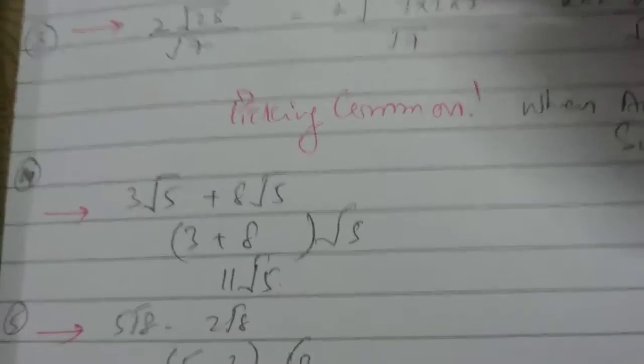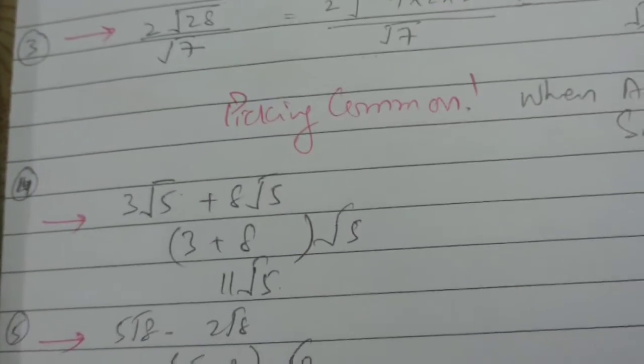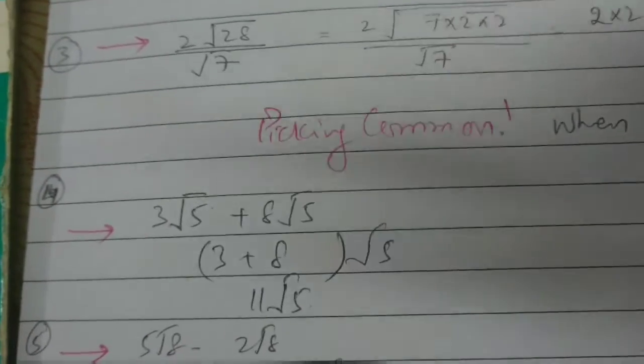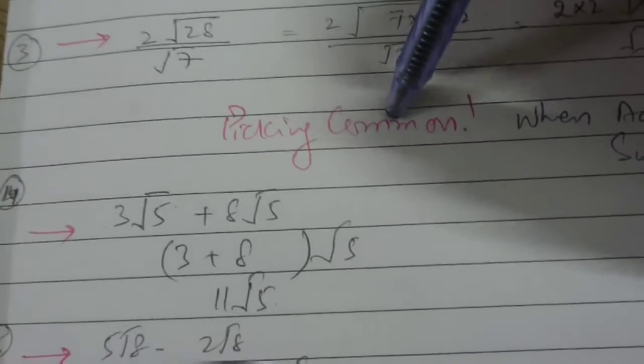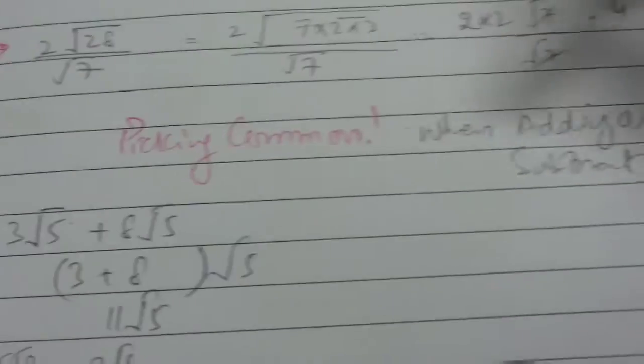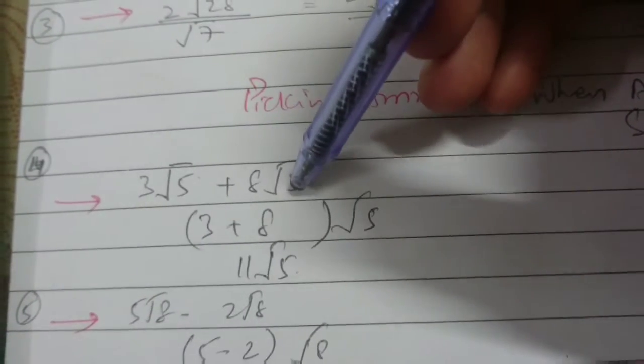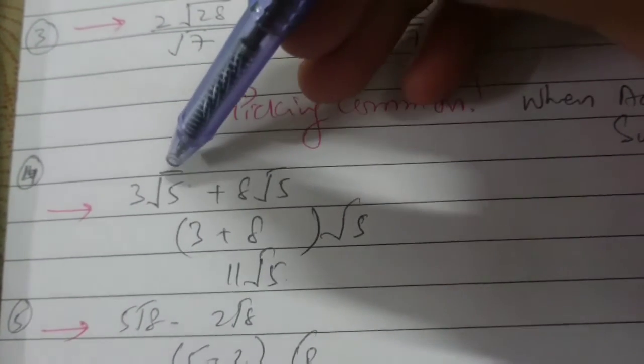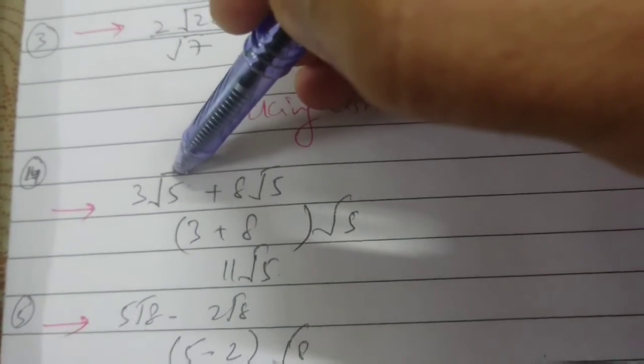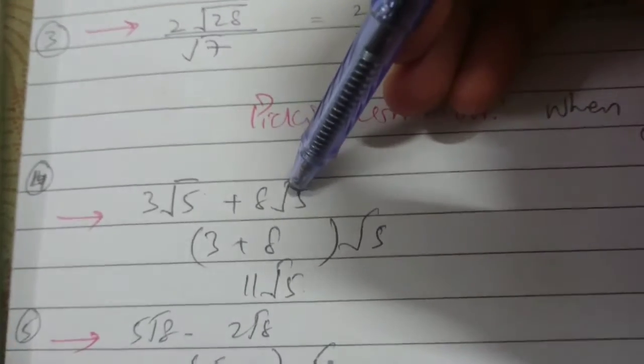Right? Now this is another question we have. I call that picking common. You have to take out the common, and then you can add or subtract depending upon the question. I've got here 3 root 5 plus 8 root 5. What I'm going to do is, you can see here root of 5 is with the 3 as well as with the 8.